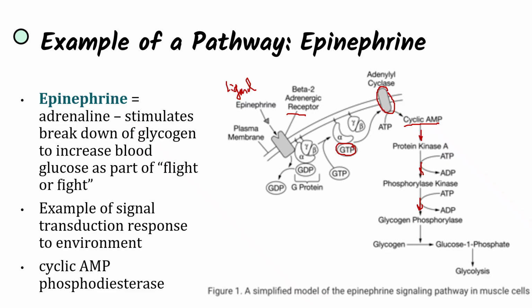For instance, there's a thing called cyclic AMP phosphodiesterase, which prevents cyclic AMP from being produced. And then what's going to happen is this whole pathway cannot go through because we're not going to get this phosphorylation cascade. So within this epinephrine pathway, we can see reception, we can see transduction, we can see response, and also how the environment, how inhibition can affect the pathway overall.